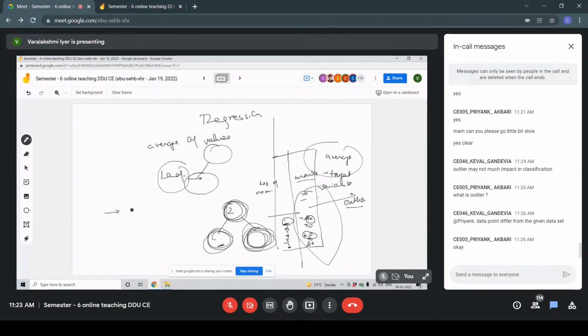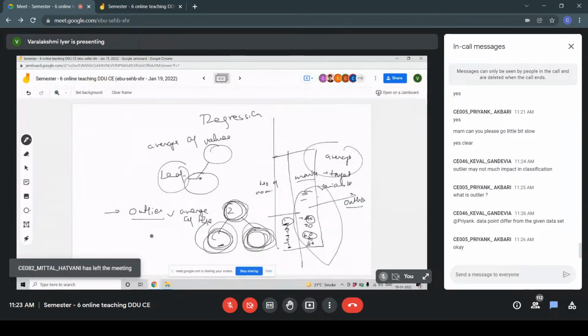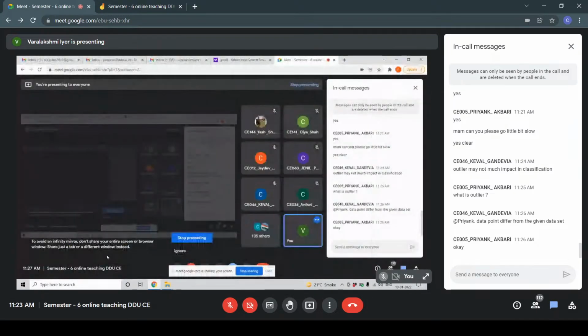So in this case there will be much impact of outliers, because we are trying to estimate the average of the values in the leaf node. So there will be much impact of outliers in the case of a regression problem. Yes or no? Yes. Okay, Priyank.